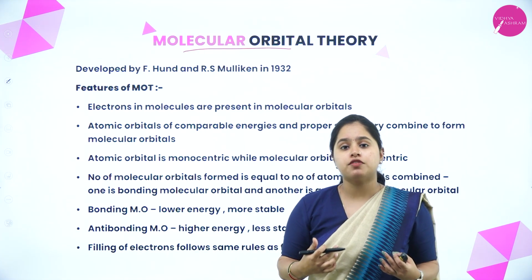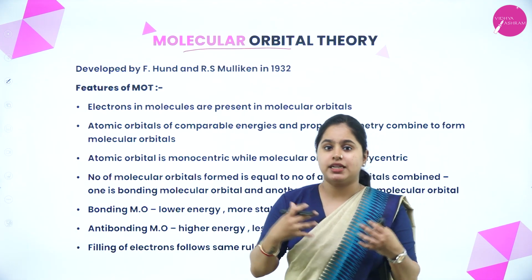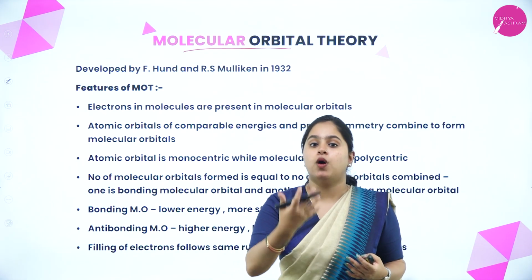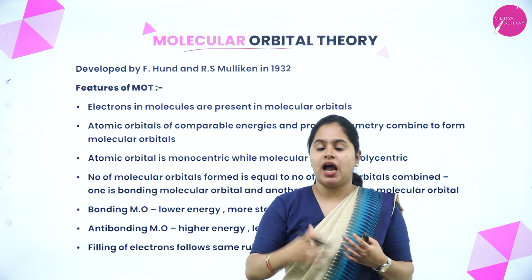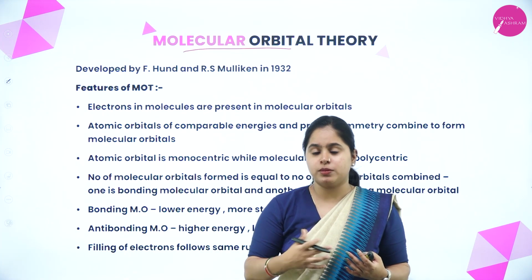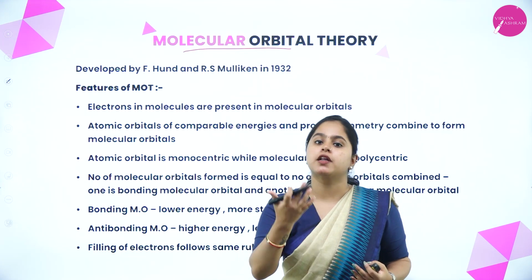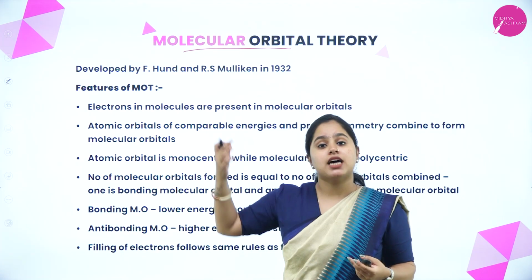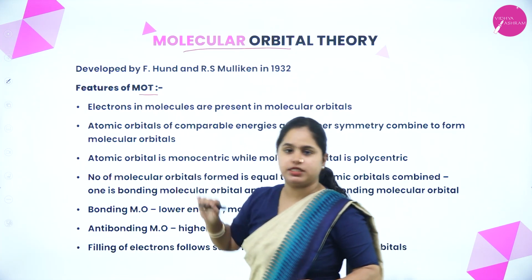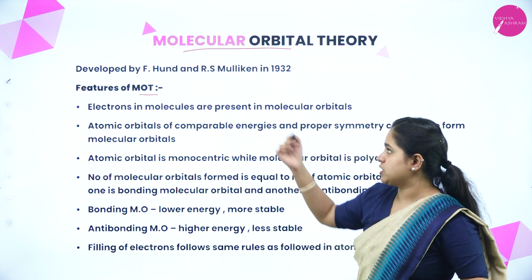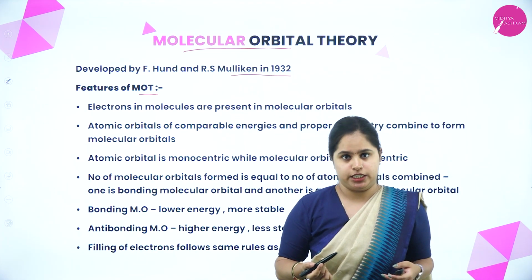Okay, so what you have to understand in molecular orbital theory is that two atomic orbitals combine and form molecular orbitals. Now, we know that atoms combine and undergo chemical bond formation and then molecules are formed. So, what will be present there now? Yes, molecular orbitals will be present there. So, let's understand each of the features of MOT, that is molecular orbital theory. It was developed by F. Hund and R. S. Mulliken in the year 1932, right?